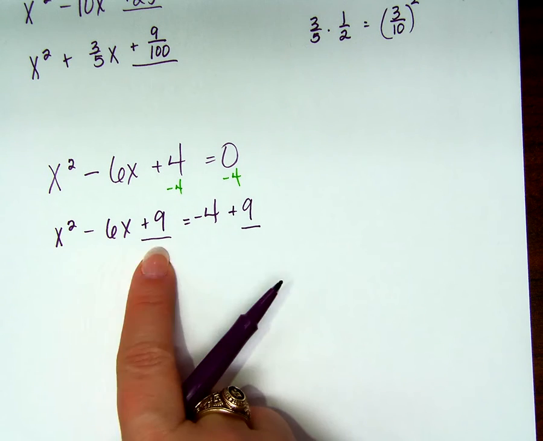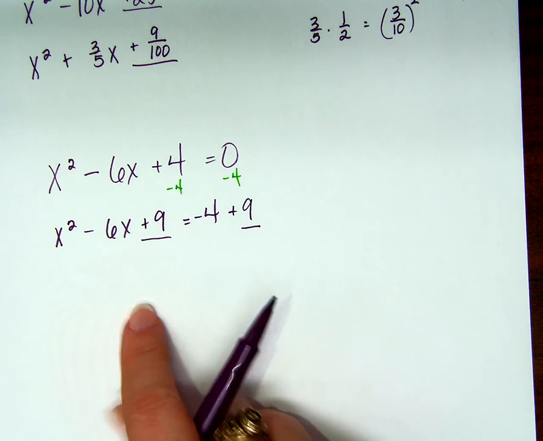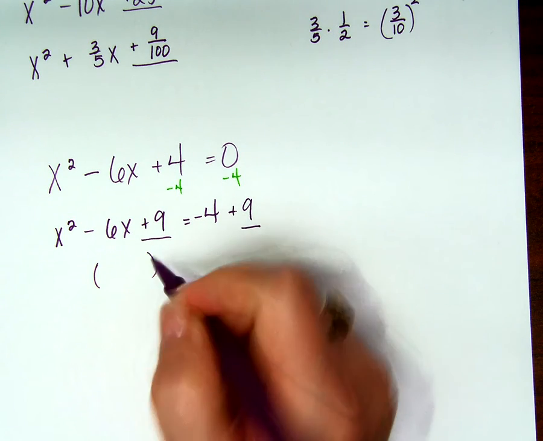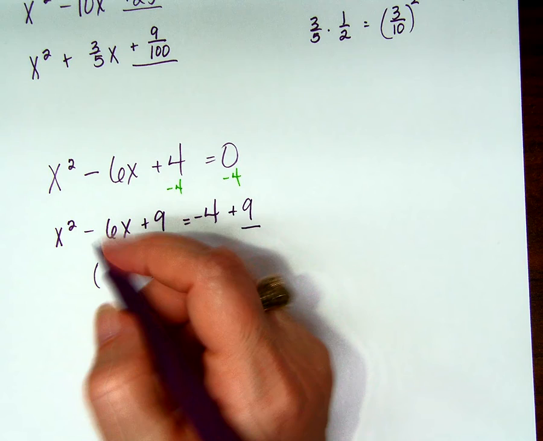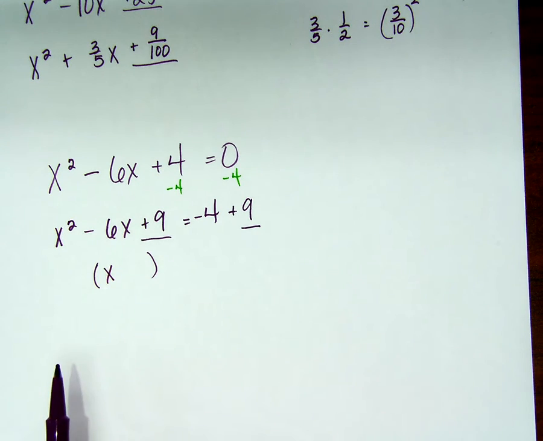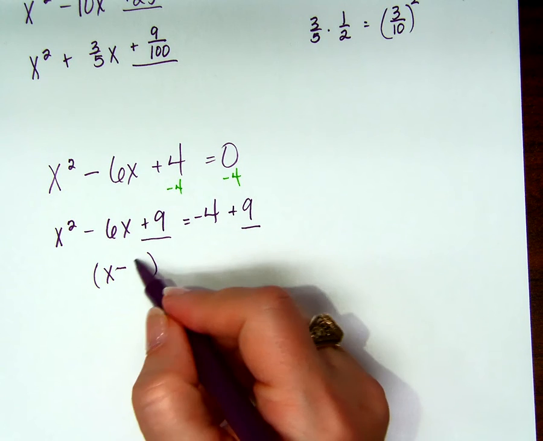Now, this is a perfect square trinomial. I want to take it down to its binomial. Okay? What's the binomial if this is the trinomial? Well, I know that's an x, right? Because of the middle term, I know it's a minus. What's this second term of the binomial?